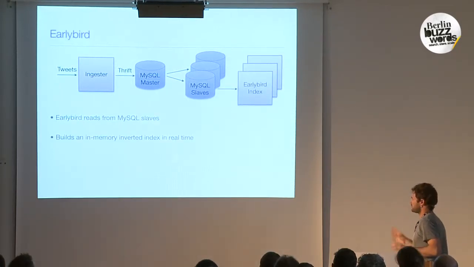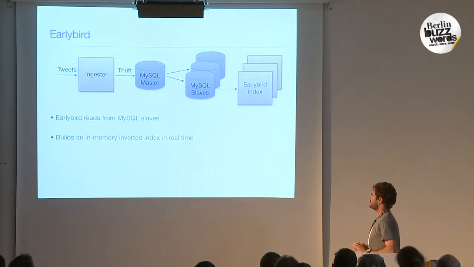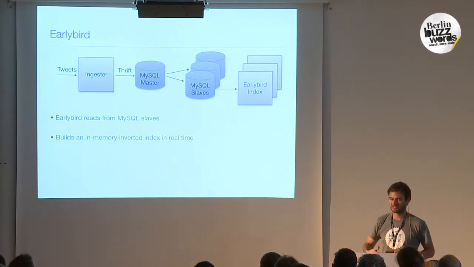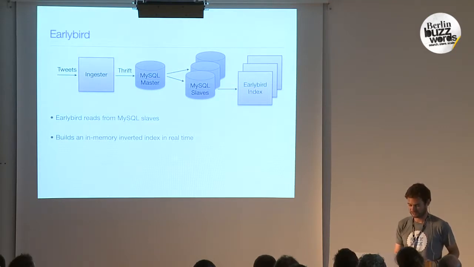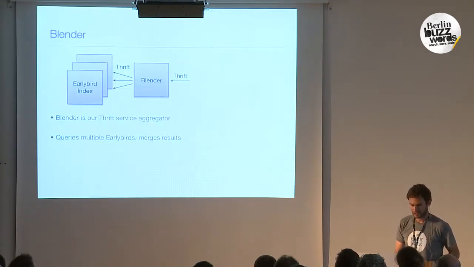And then the Lucene index, the Earlybird index, is run on those machines and tails their local MySQL slave database and indexes those pre-processed tweets in memory. So the Earlybird indexes are all in memory. All the Lucene indexes I'm talking about today are all in memory.